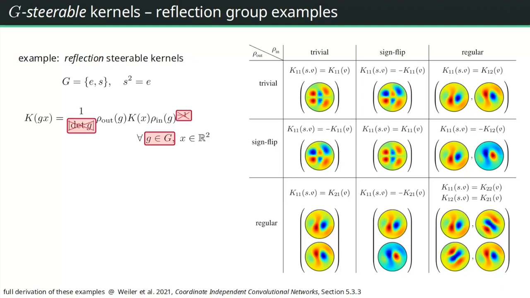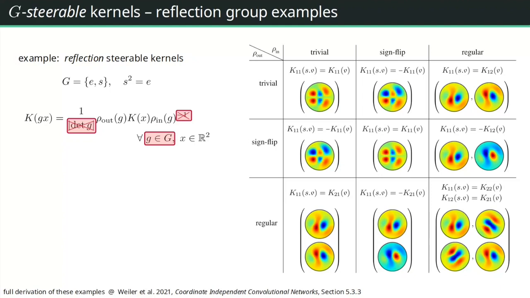So the first thing is that the determinant factor drops out since reflection matrices are orthogonal. Then we have this rho in of G inverse. But for these two group elements which we have here, the identity inverse is again the identity, and the inverse of the reflection is again the reflection, since S squared equals the identity. So we can drop this determinant and this inverse.